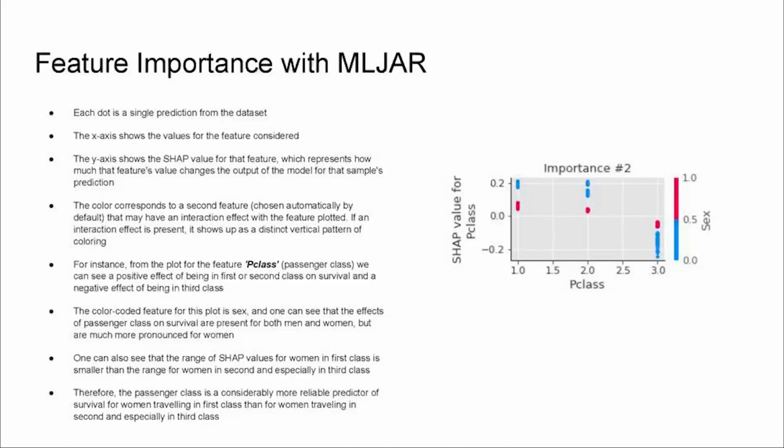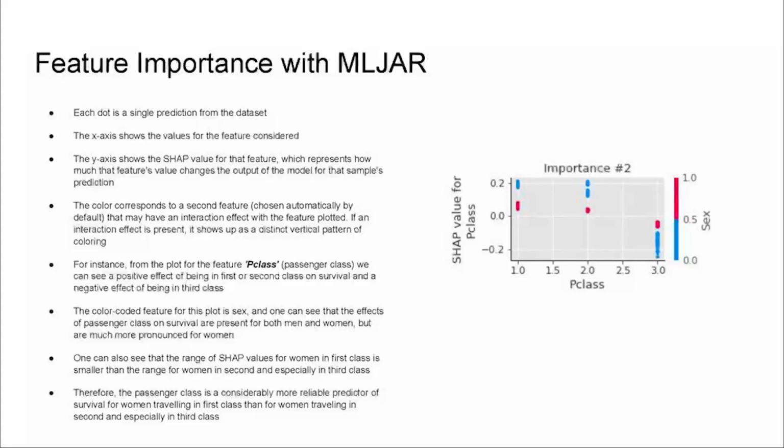For instance, from the plot for the feature P-class, passenger class, we can see a positive effect in first or second class on survival and a negative effect of being in third class. The color-coded feature for this plot is sex, and one can see that the effects of passenger class on survival are present for both men and women, but are much more pronounced for women.